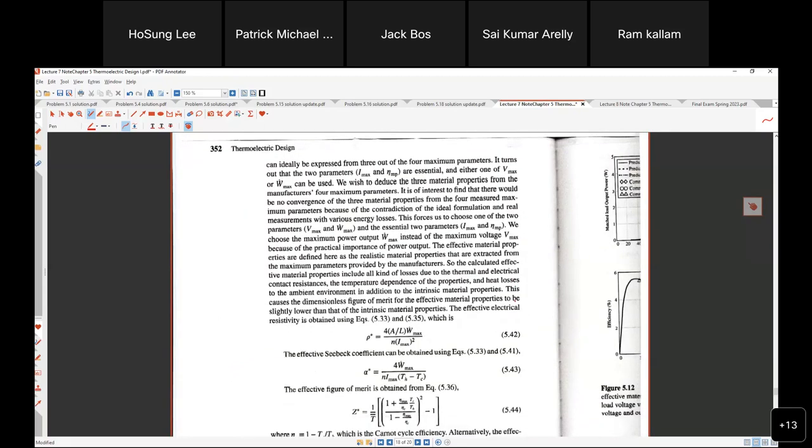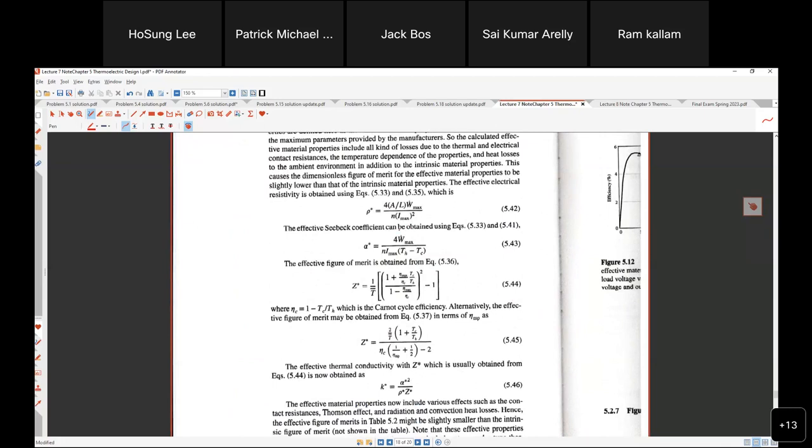Now, how did I do it? We have equations for the maximum values: maximum power, maximum voltage, or whatever. Then I can invert. Look at that. Electrical resistivity, I'm sorry, I said conductivity. No, electrical resistivity in terms of maximum values, I max, W max. It turns out I need the A over L.